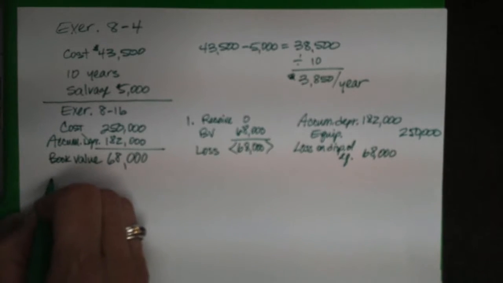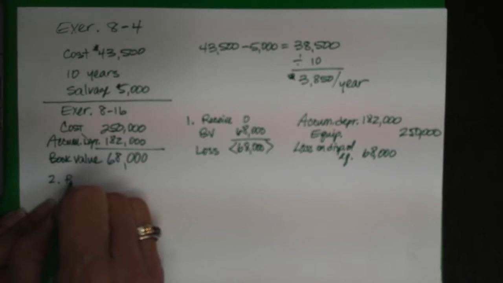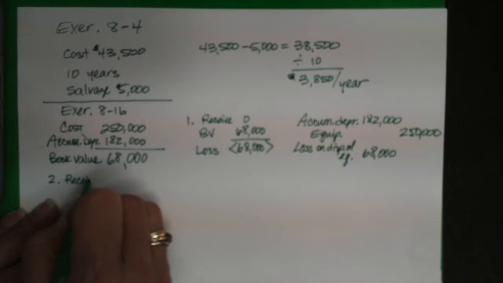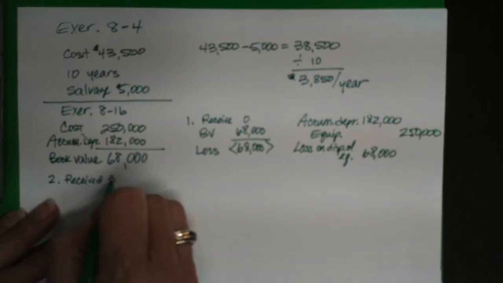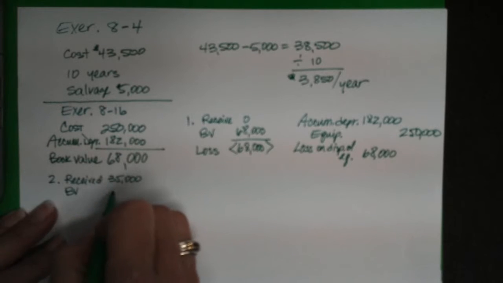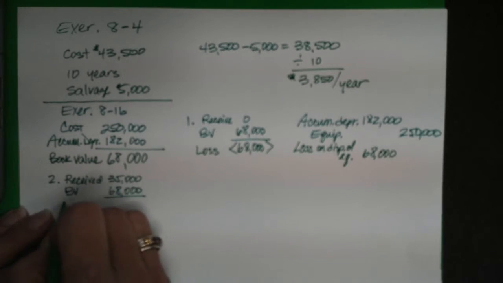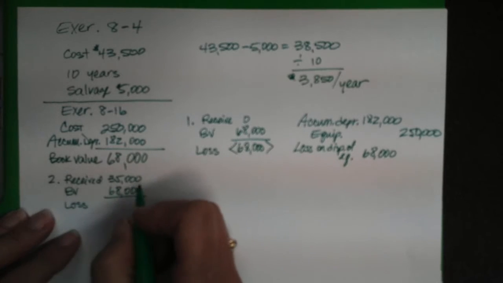Okay, let's hop over here and look at number 2. Number 2 says Diaz sold the machine for $35,000 cash. Well, if I received $35,000 and my book value is $68,000, I still have a loss, right?